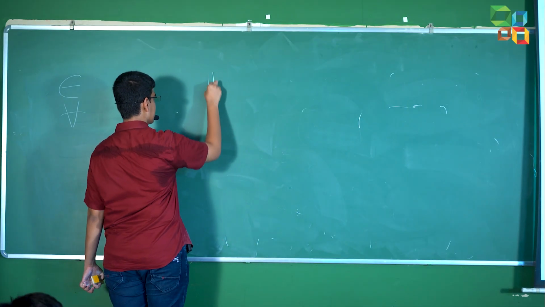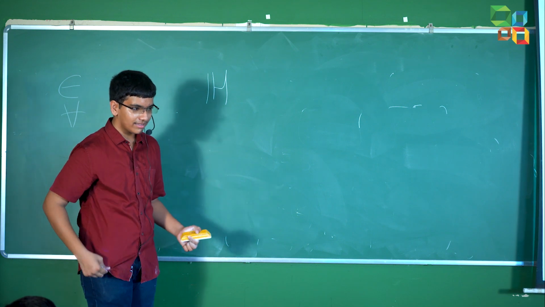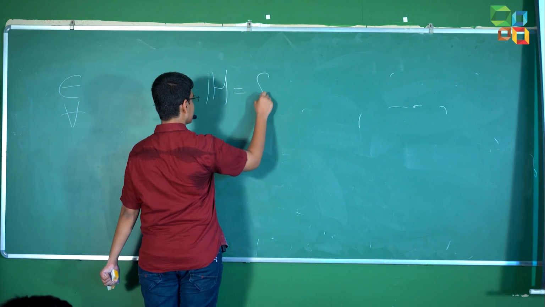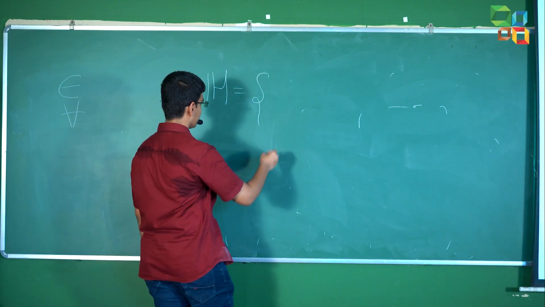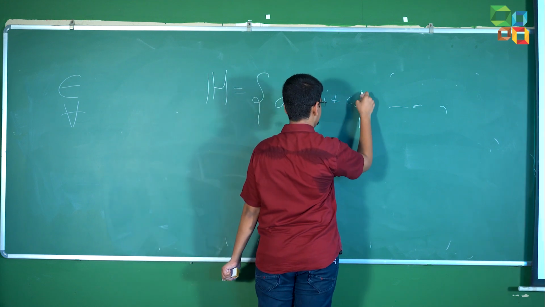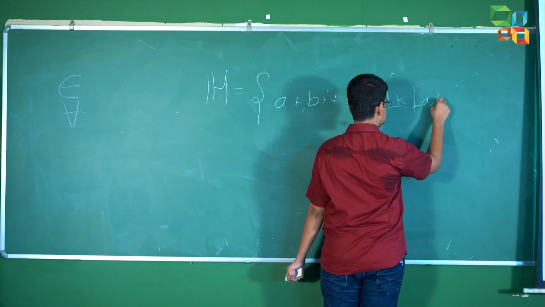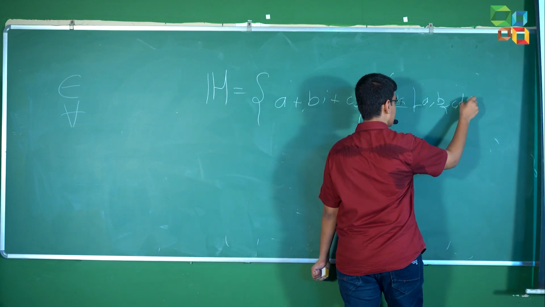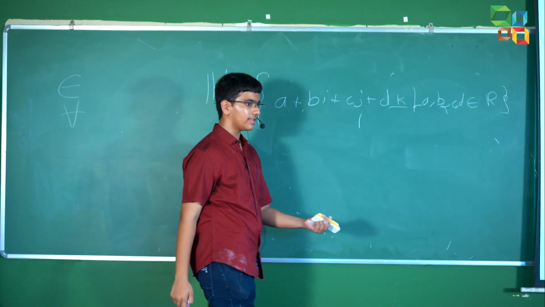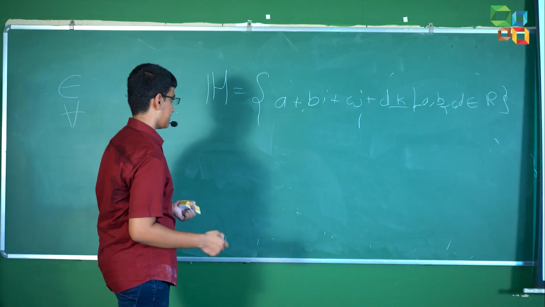So its symbol is this because it was discovered by a guy called Hamilton. So it's Hamilton's quaternions. It is all numbers of the form a plus bi plus cj plus dk, where a, b, c, d are real numbers. Okay, the real numbers. Now, this looks complicated.